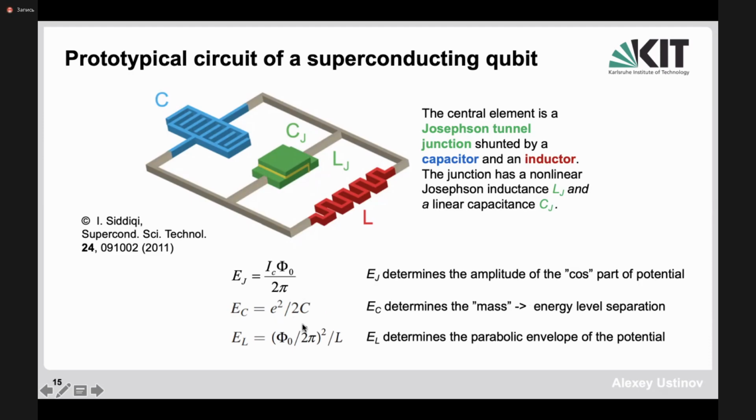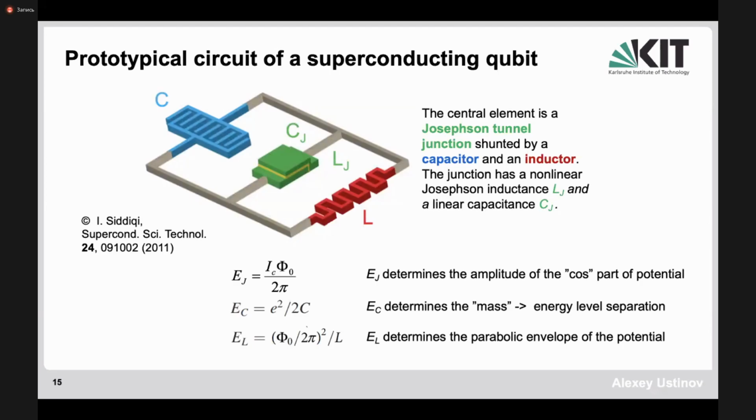The second energy is the charging energy, which is proportional to the square of the charge divided by twice the capacitance. And here the capacitance actually is the sum of the two capacitances, but if Cj is much smaller than C, then one can simply use this C of the shunting capacitor. So this value, charging energy, determines the effective mass of the degree of freedom which we quantize, and therefore we basically determine here the energy level separation. So small is the capacitance, large is the energy level separation.